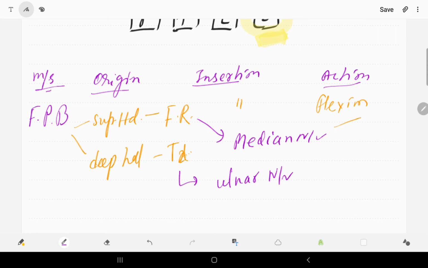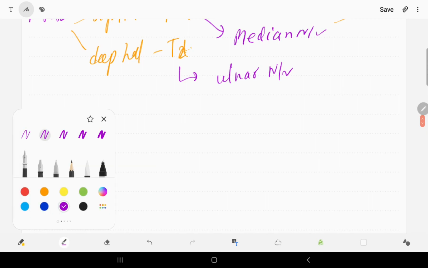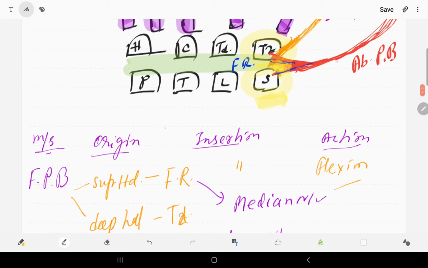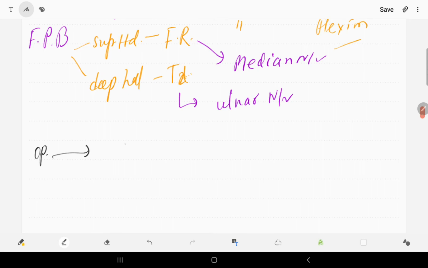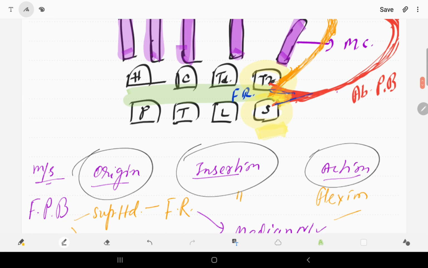Next is opponens pollicis. Its origin, insertion and action: the first column is origin. The origin is the flexor retinaculum and the crest of trapezium. Flexor retinaculum and crest of trapezium is the origin. The next column is insertion, and the next column is action.